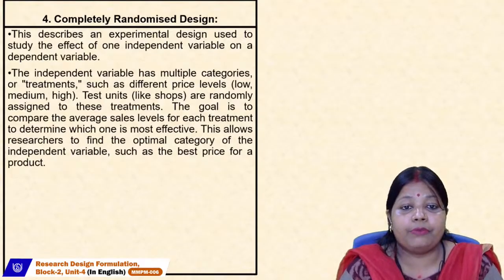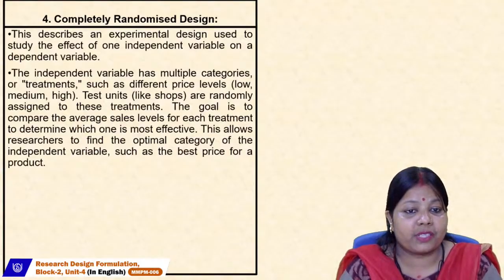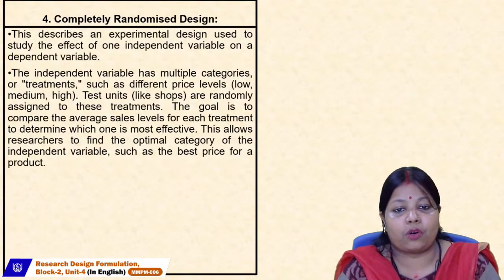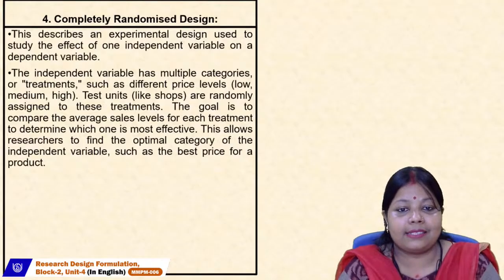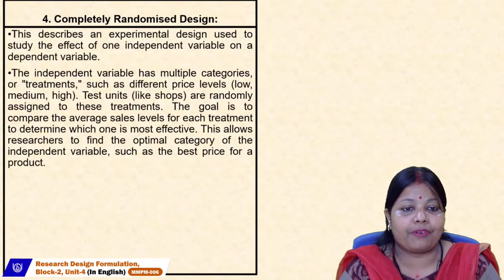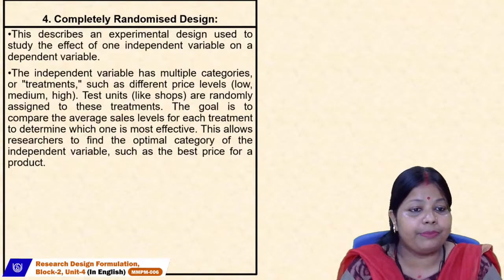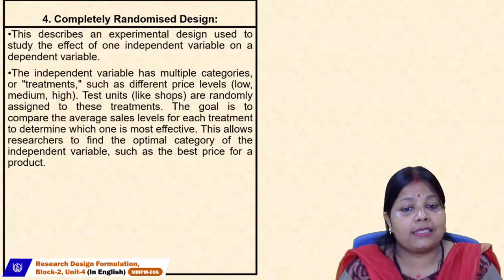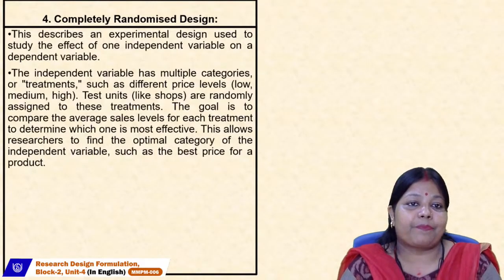Then after that, we will go for the treatment. The goal is to compare the average sales levels for each treatment to determine which one is most effective and which is not. So this design allows the researcher to find the optimal category of the independent variable, such as the best price for a product.